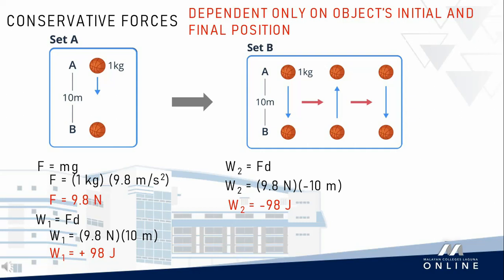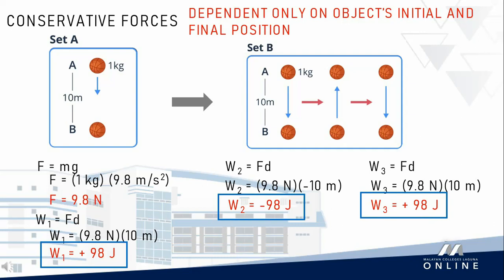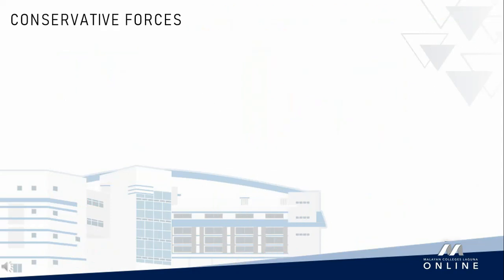Finally, if the ball moves covering the same displacement from point A to point B, we will get the same amount of work. So, we have three computed works here: 98 joules, negative 98 joules, and 98 joules, which when we compute for the total or net work by adding all these three together, our answer will be 98 joules. This shows that the work done by gravitational force depends only on the initial and the final position. I hope we are clear on that.